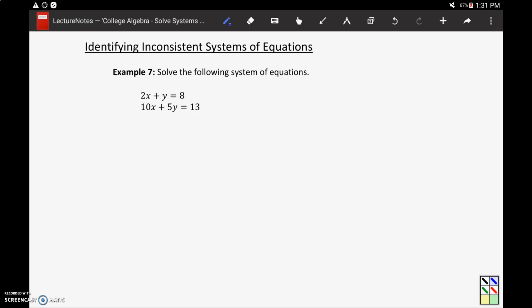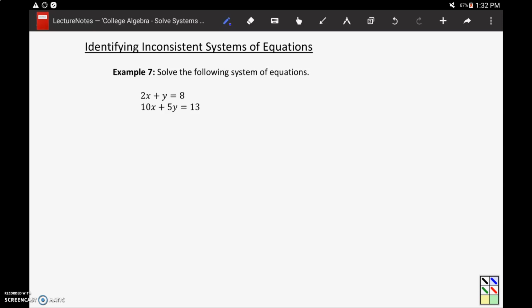In examples 1 through 6, we were solving systems of linear equations, and our result gave us the unique point where those two lines intersected with one another. When we're solving systems, though, we do have two special cases that we need to consider. The first being the case where we have an inconsistent system, meaning there is no solution to the system.